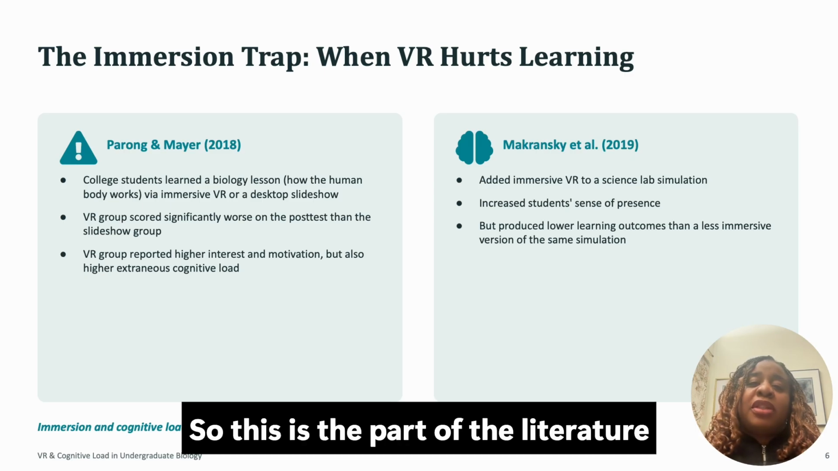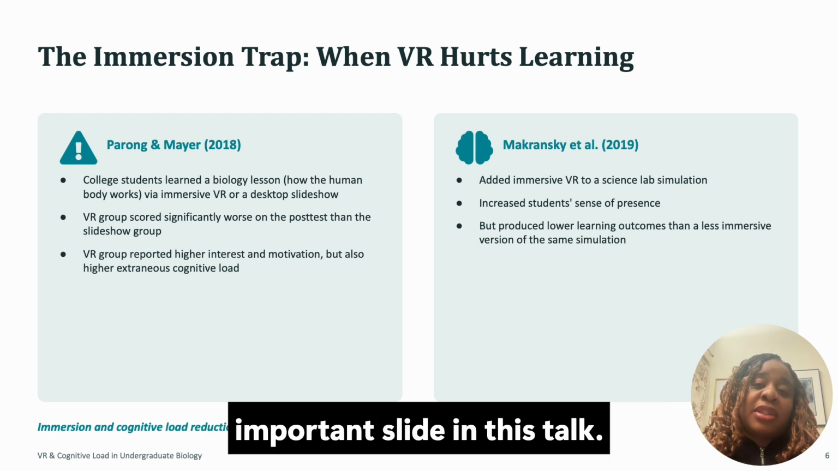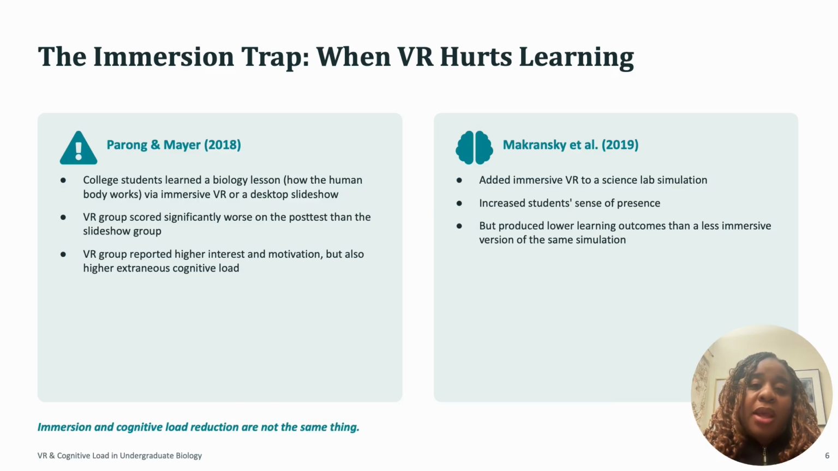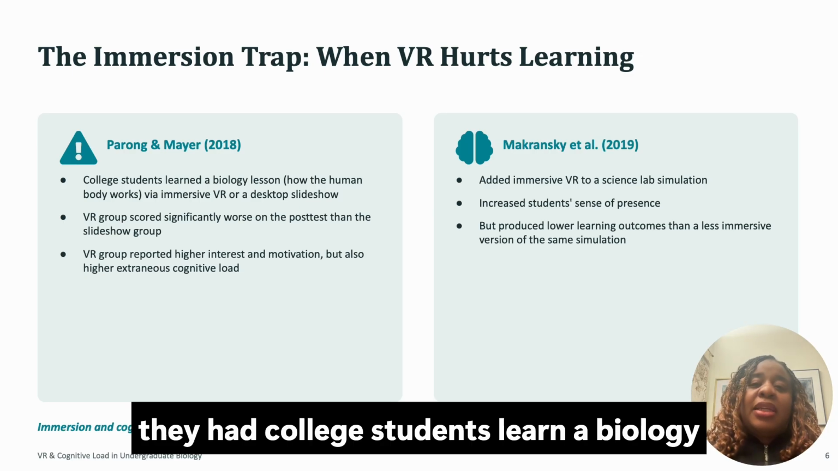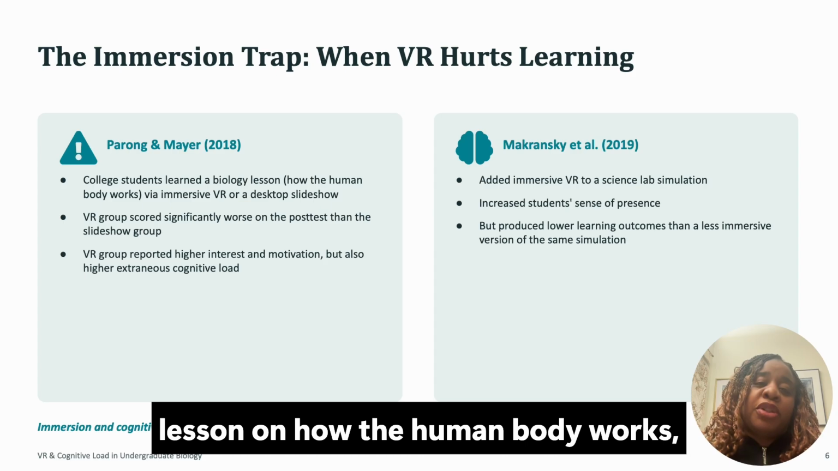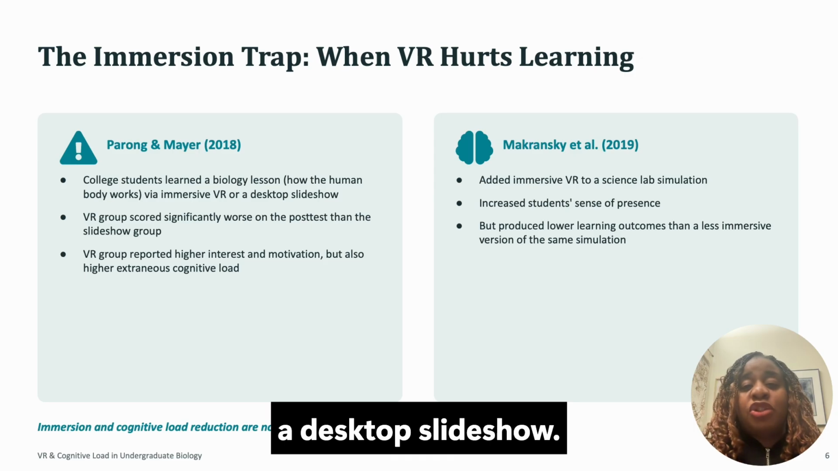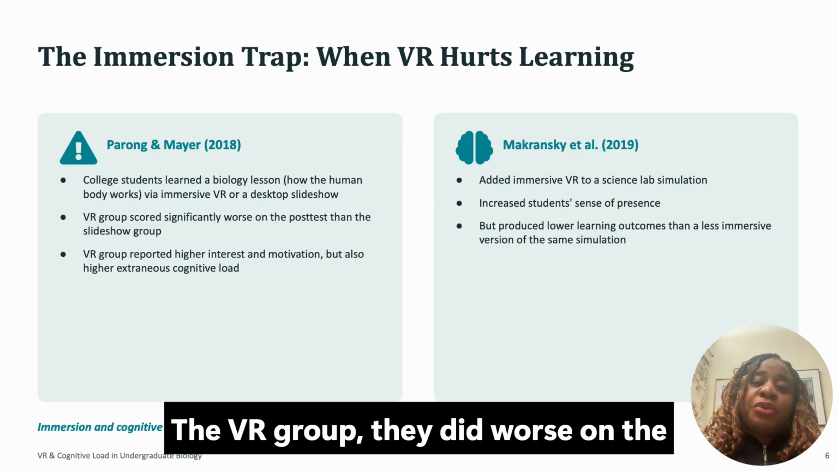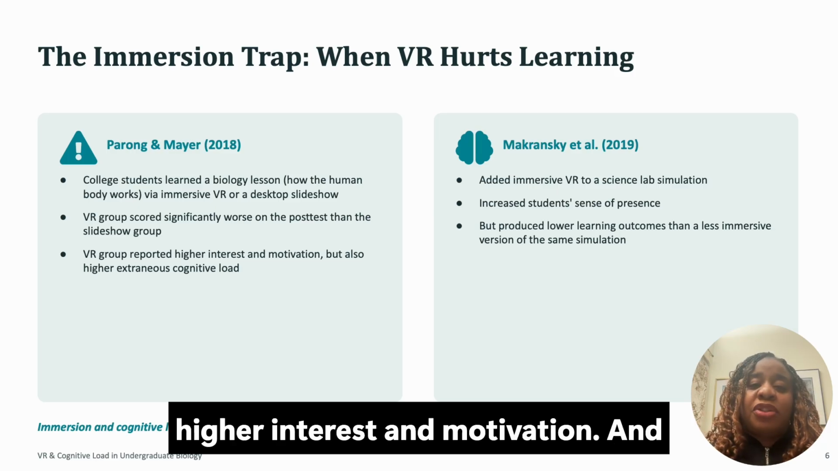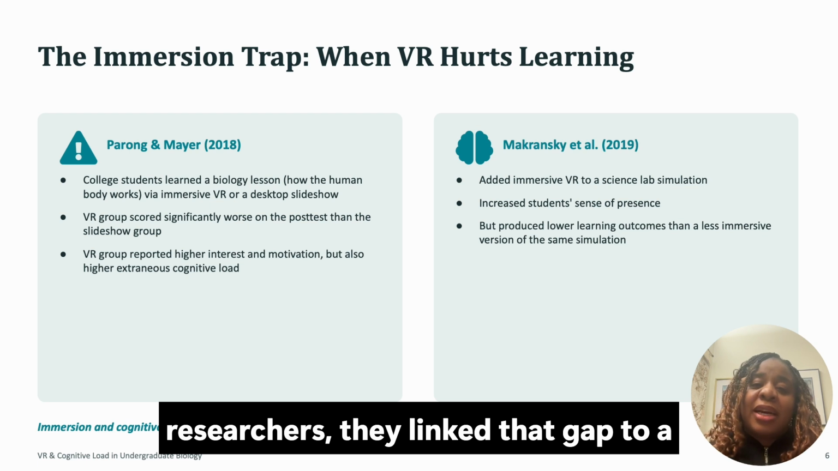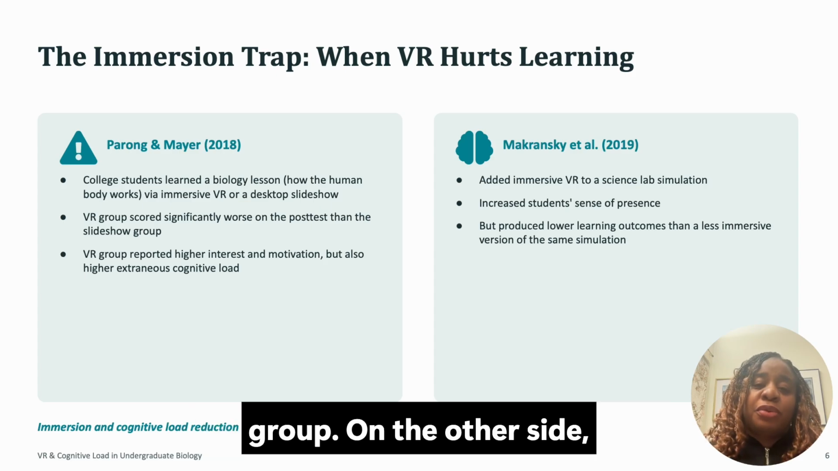So, this is the part of the literature that virtual reality advocacy tends to skip, and I think that this is the most important slide in this talk. Parong and Mayer, 2018, had college students learn a biology lesson on how the human body works, either through immersive VR or a desktop slideshow. The VR group did worse on the post-test, despite reporting higher interest and motivation. And researchers linked that gap to a higher self-reported extraneous cognitive load in the VR group.